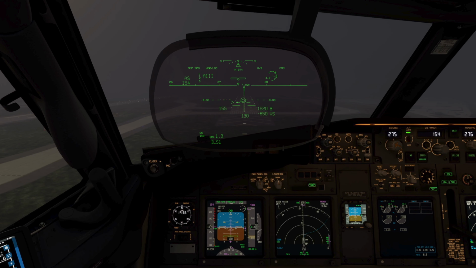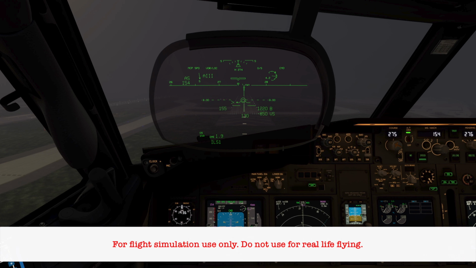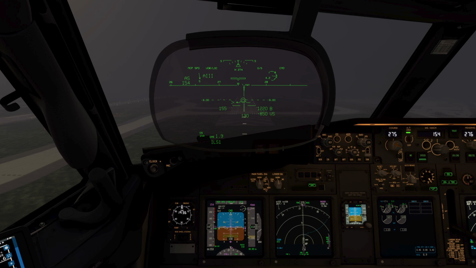Welcome! Today we're flying a CAT II ILS approach to runway 26 right in Atlanta, Georgia. First, what is a CAT II ILS approach?